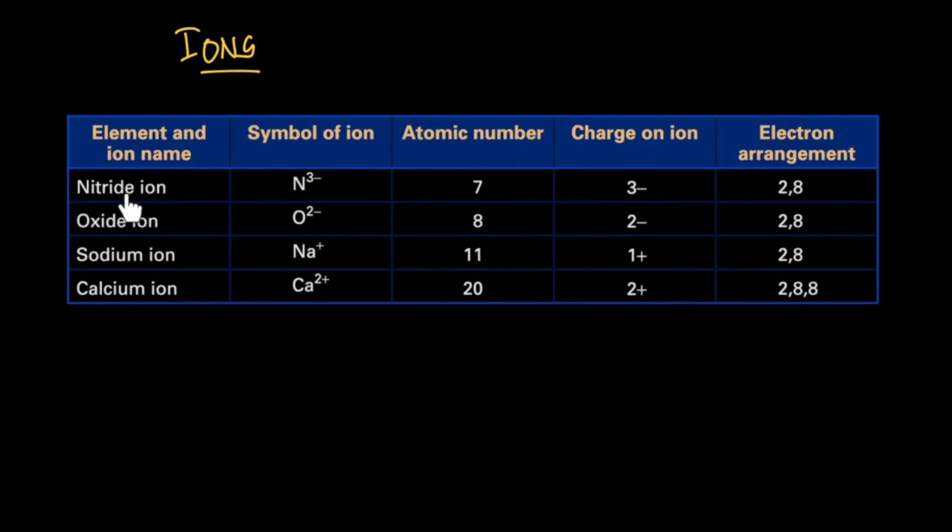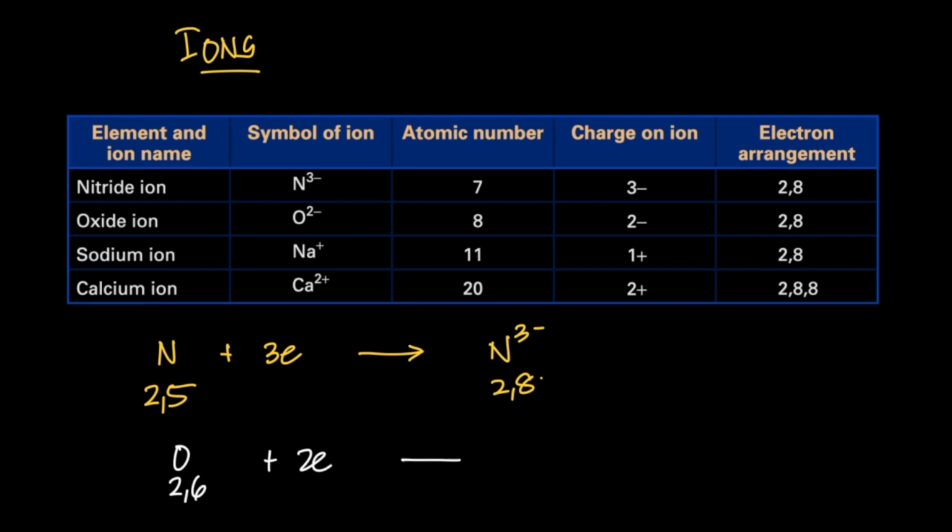For example, nitrogen's ion is nitride, 3 minus. So when it gains 3 electrons, it goes from 2, 5 to 2, 8. When oxygen gains 2 electrons, it goes from 2, 6 to 2, 8. When sodium loses 1 electron, it goes from 2, 8, 1 to 2, 8. And calcium, which is 2, 8, 8, 2 as an atom, when it becomes an ion, it loses the outermost electrons. So nitrogen to nitride is basically gaining 3 electrons, going from 2, 5 to become 2, 8. When oxygen, which is 2, 6, gains 2 electrons, it becomes an oxide, which is 2, 8 also.